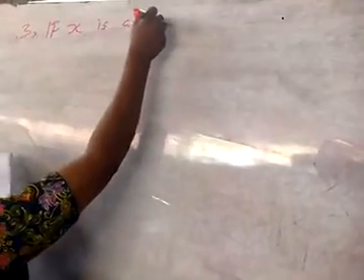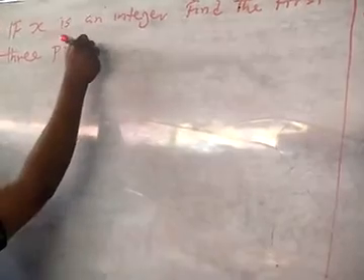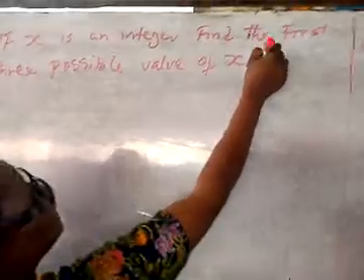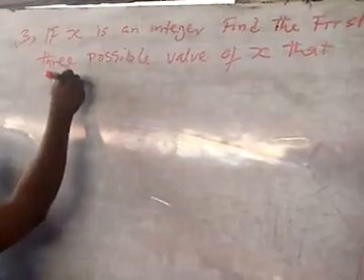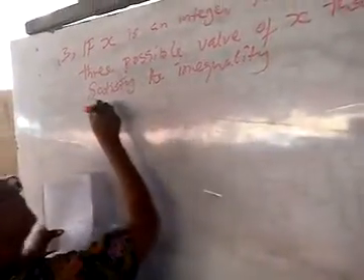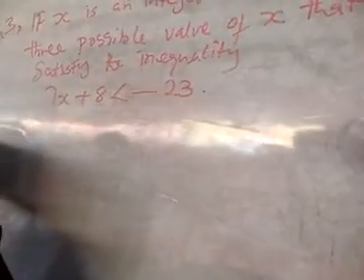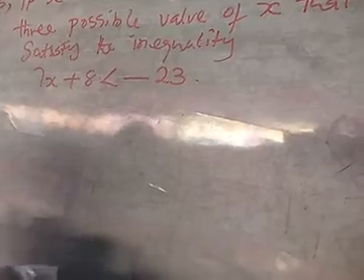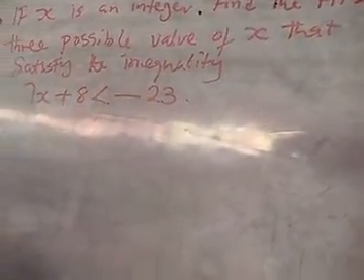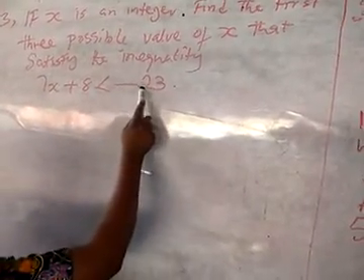Our last example for today is this. If x is an integer, find the first 3 possible values of x that satisfy the inequality 7x plus 8 is less than minus 23. If x is an integer, find the first 3 possible values of x that satisfy the inequality 7x plus 8 is less than minus 23.